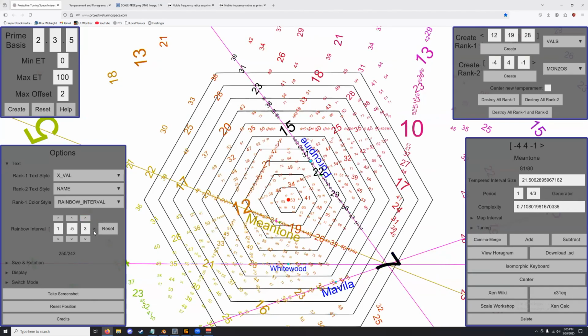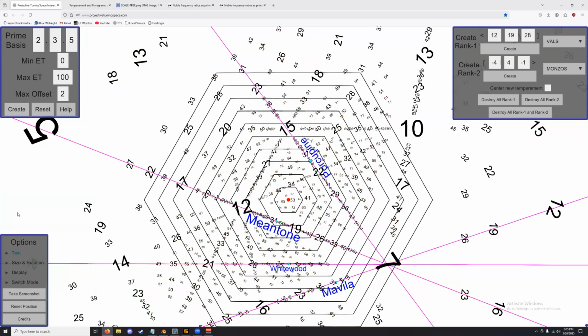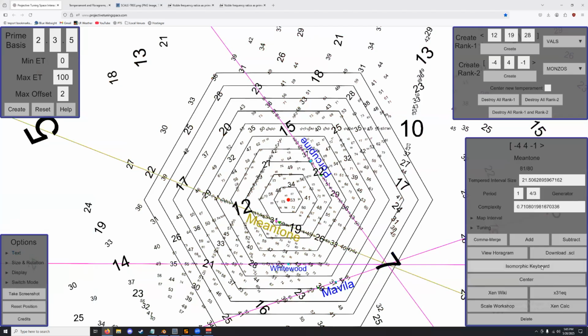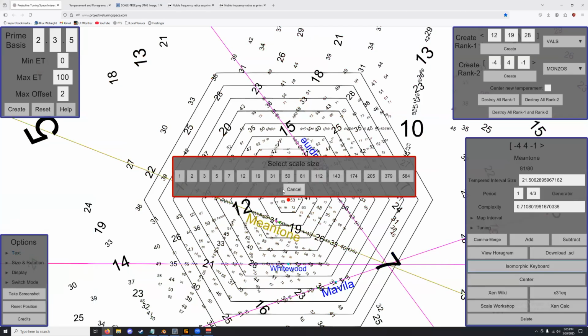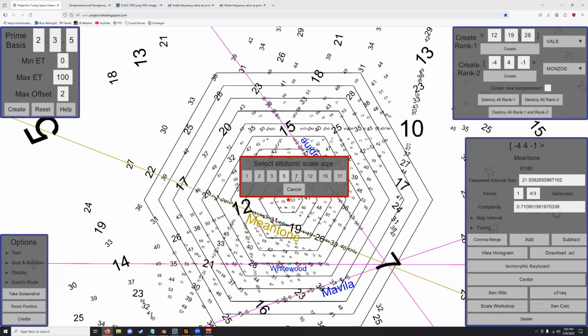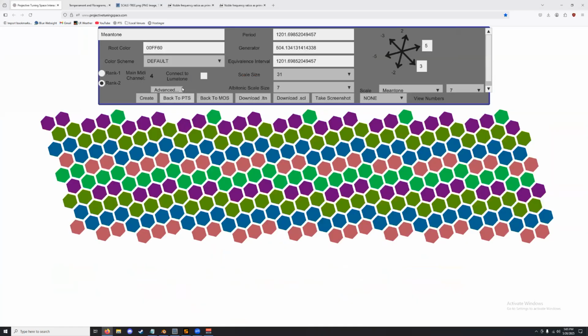All right, let's pull up meantone here. I'm going to put this back to regular. So let's do a 31 EDO. I check 31 and then I click 7 for the diatonic scale size. That means I'm going to have 7 notes going across and then 31 total in a meantone arrangement.